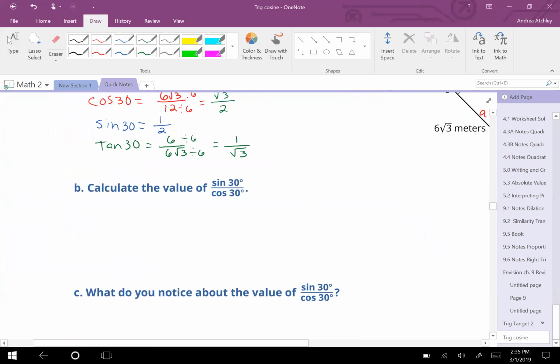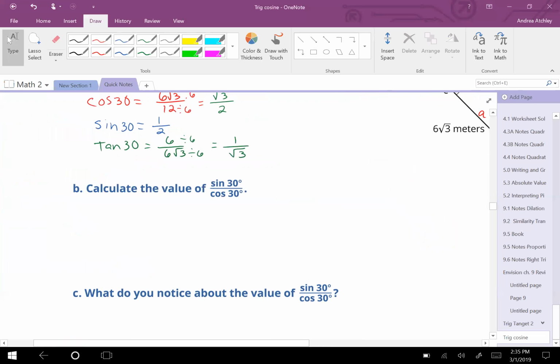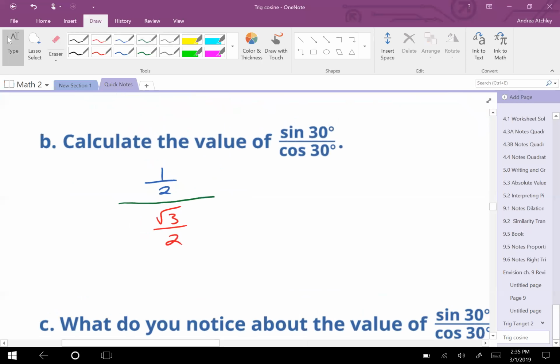Okay, so now they ask you to calculate the value of sine of 30 divided by the cosine of 30. So we're going to do that. So our sine of 30 is 1/2, divided by the cosine of 30, which is square root 3 over 2. We have a complex fraction. So now let's review how to deal with complex fractions.